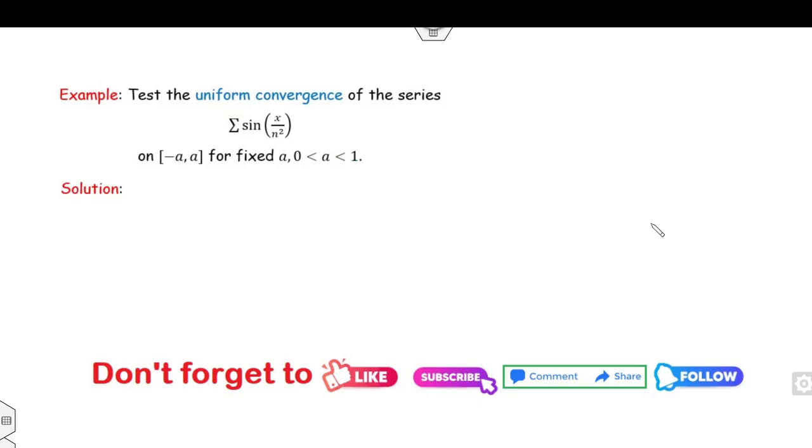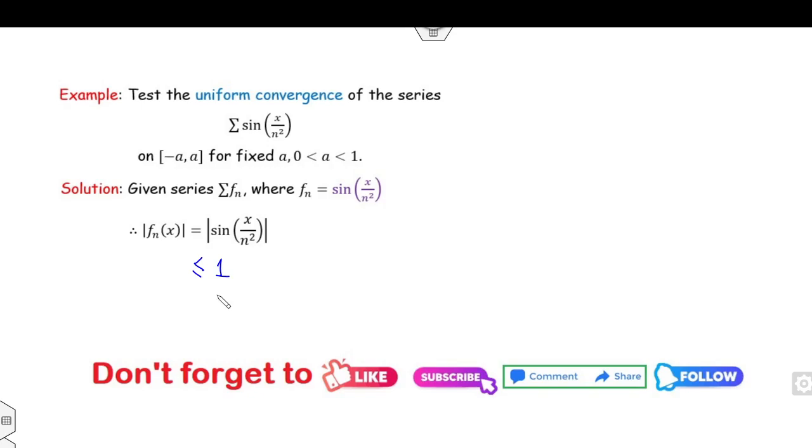Okay, look at another one. Test the uniform convergence of the series, provided a lies between 0 and 1. This number is my fn. So let's start with the modulus of fnx. This number is sine of x over n square. Now if you think about it, this number is less than or equal to 1. But it is independent of n. My target is to write this quantity in terms of n.